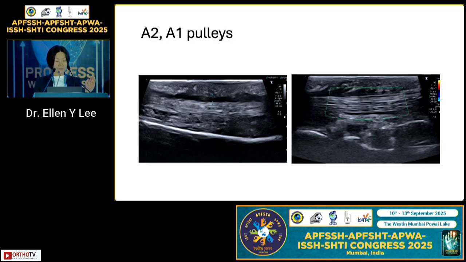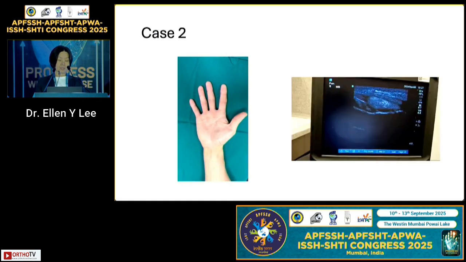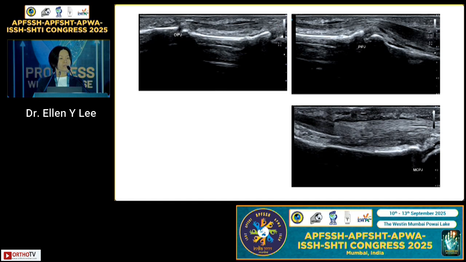Essentially, these are the areas. On the left is the A2 pulley, and on the right, you can see the A1 pulley is slightly thickened. And this is just a series of photos. From the upper left is the area of the DIPJ, where I usually start to identify my FDP and trace it proximally so that I can see the area where it is more superficial and then goes deeper, because I was looking for the FDS. Over at the PIPJ, we can see that the FDS is indeed intact and continuous. So I know he didn't have a rupture. And for that patient, after another month, he was able to get a full fist and there was no triggering. So that was that.